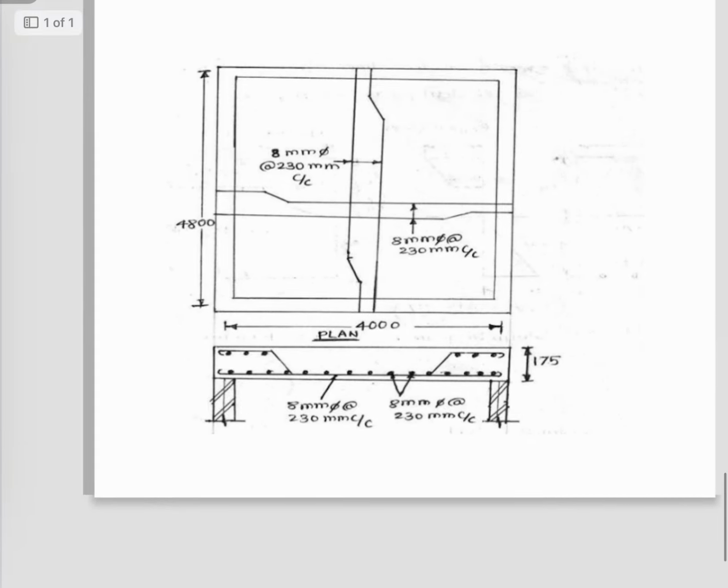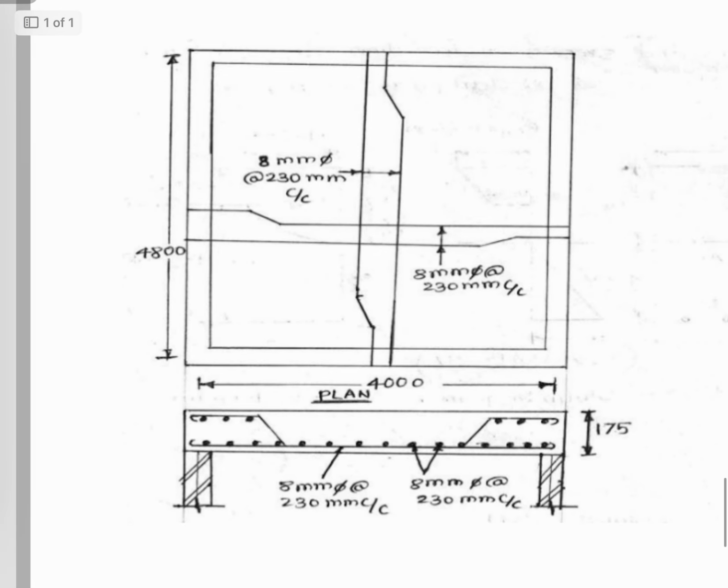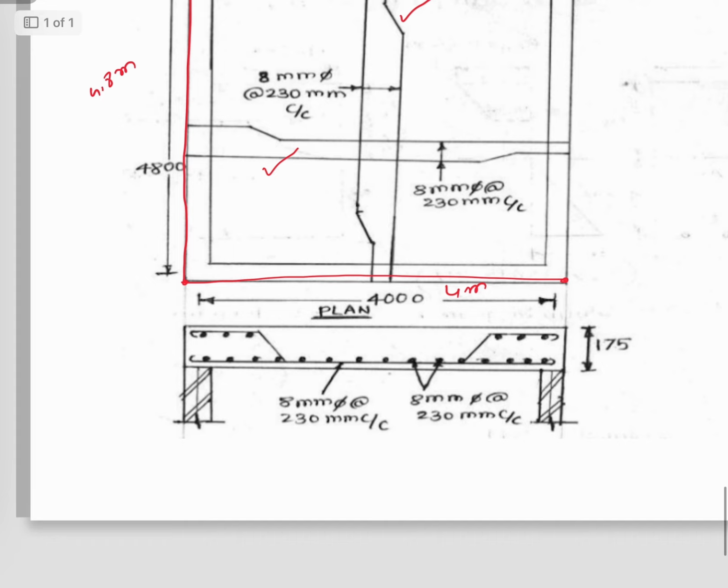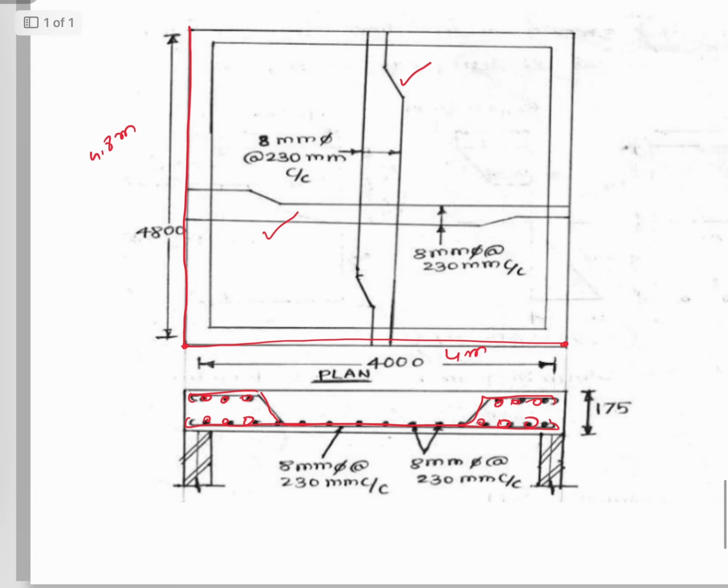Okay, so this is a graphical representation. Now understand the graphical representation. From here to here, this is your 4 meter. From here to here, it is your 4.8 meter. This is a one-sided bar. This is another sided bar. So you can see this is your top bar. Okay, this is your other bar, and this is the main bar, and these are the distribution bars. So this is the graphical representation that you have to perform the design of a two-way slab.